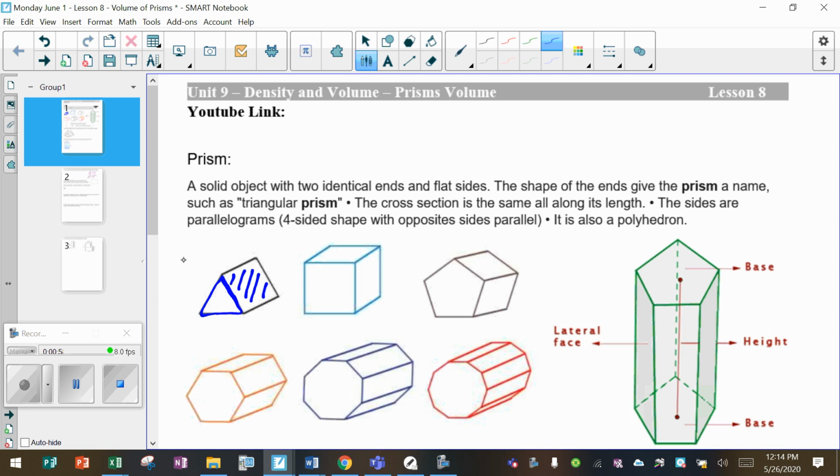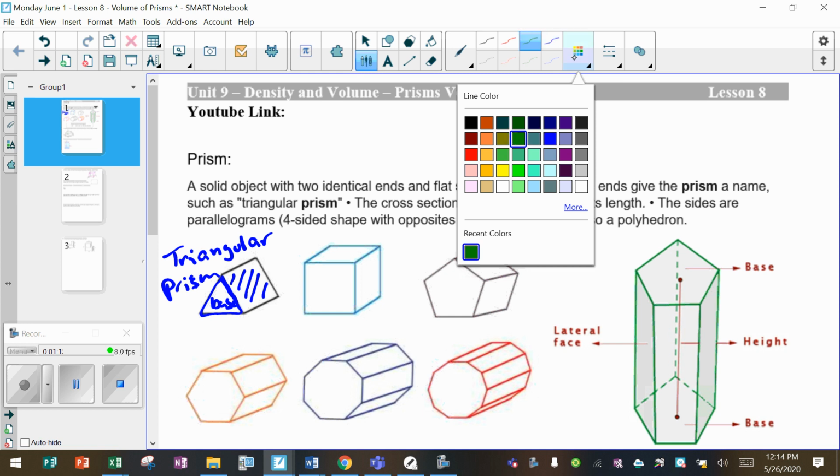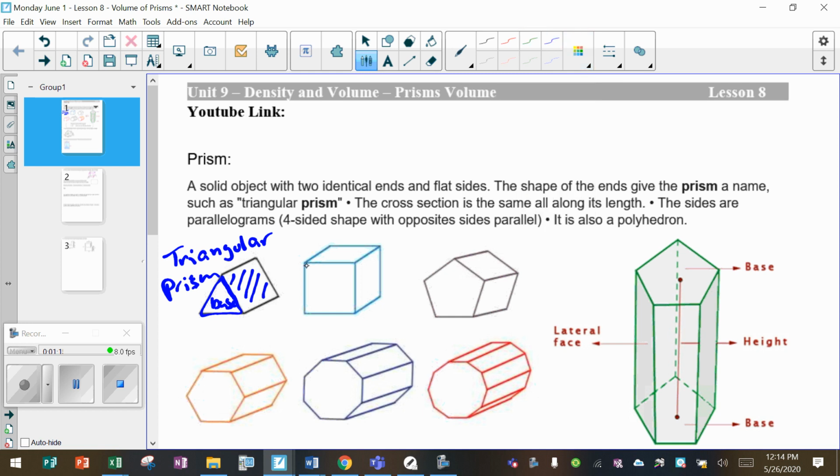This would be a triangular prism because the base is a triangle. The second one here would be a square prism or cube because the base is a square, front and back, and all the sides are also squares, which means they are also rectangles, which fits the definition of a prism.